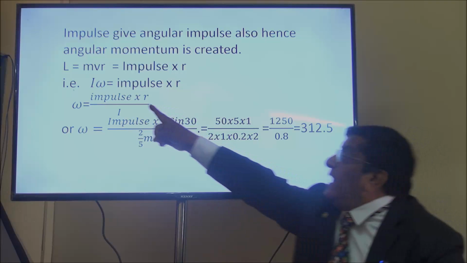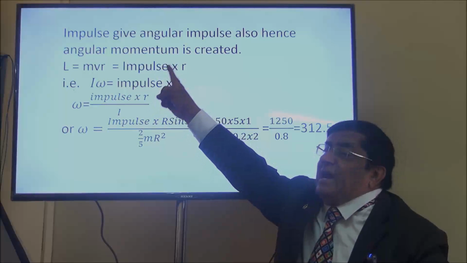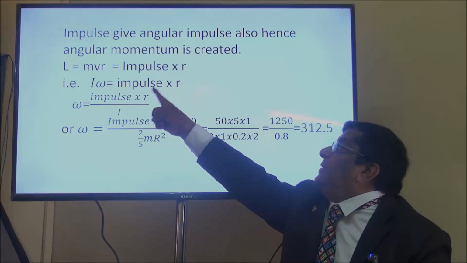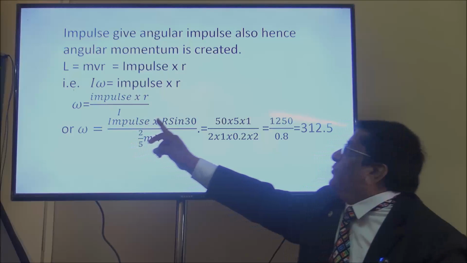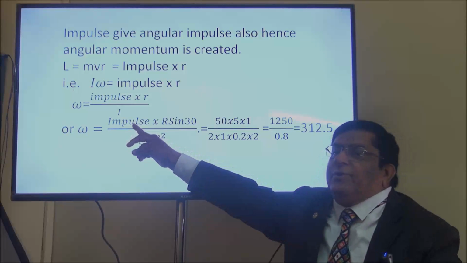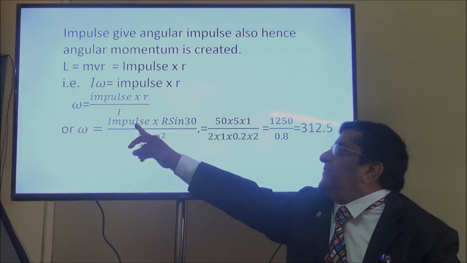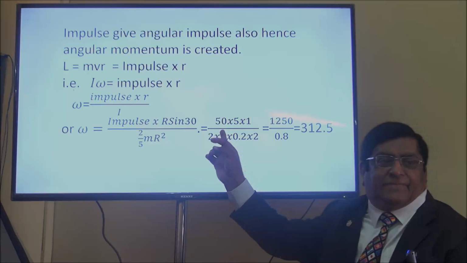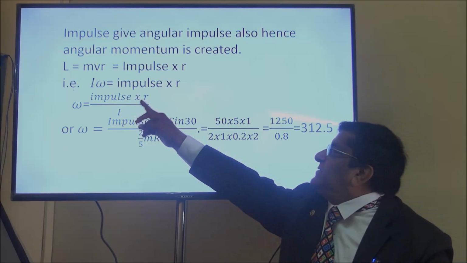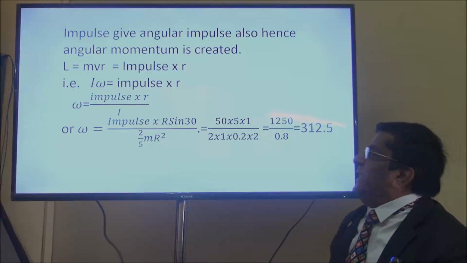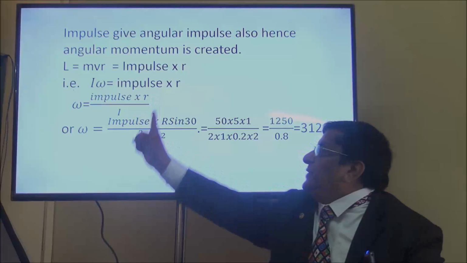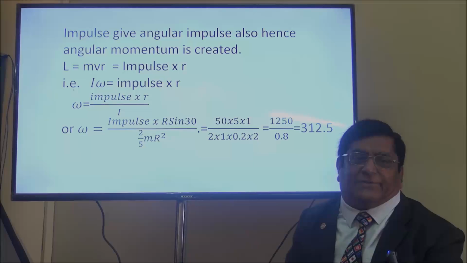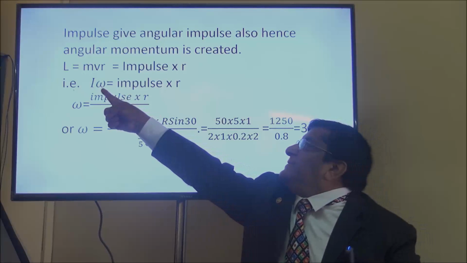So we have written I omega is equal to MVR. That is, I omega is equal to impulse into R. So impulse MV, we have put the value here. We don't have to find M and V. The total impulse is given in the question as 50, so we have written 50. And here we have written R sine theta. Now this I is transferred to the denominator, that is 2 upon 5 mr square. So what we get here is this omega.